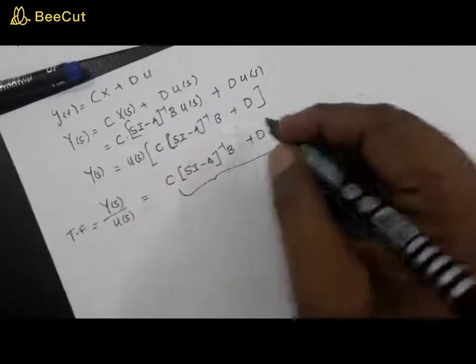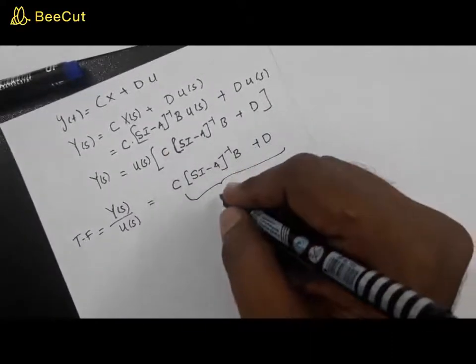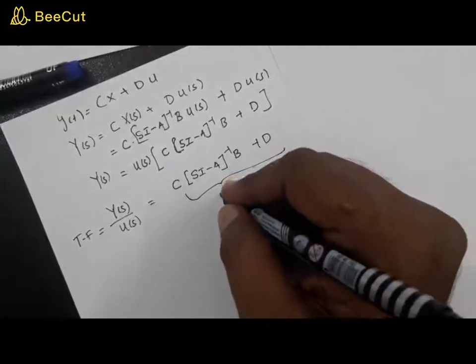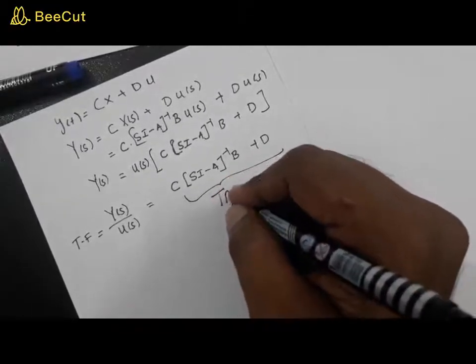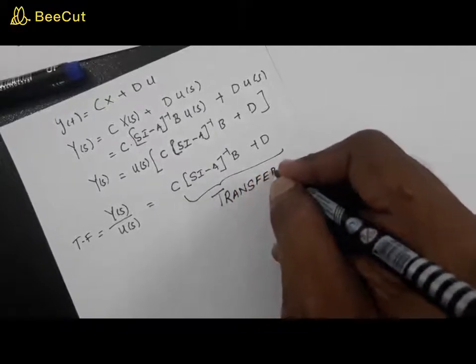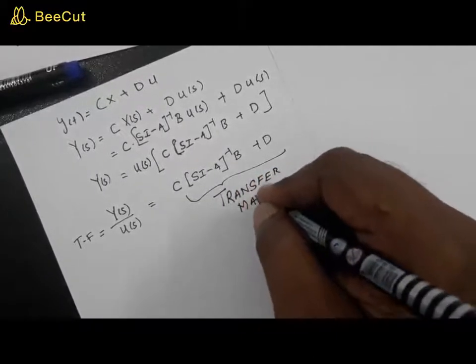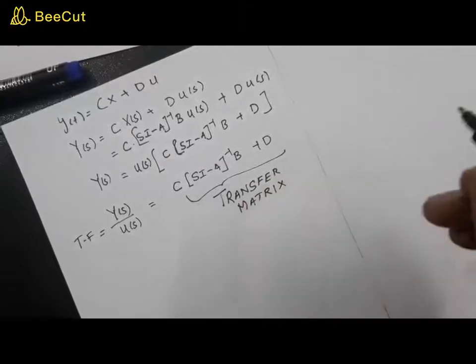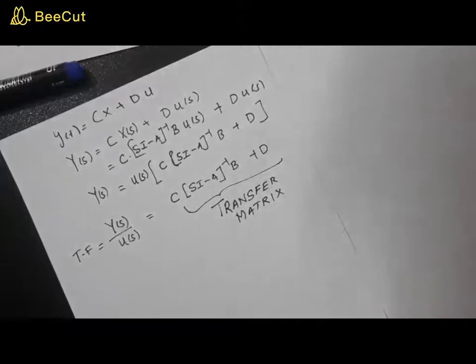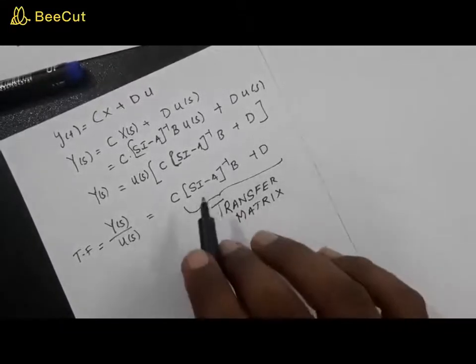Even though it is called a transfer function, this is going to be a matrix. So more than being a transfer function, it is generally called a transfer matrix. I warn you that you should not get confused between STM, the state transition matrix, and the transfer matrix. Both are different.